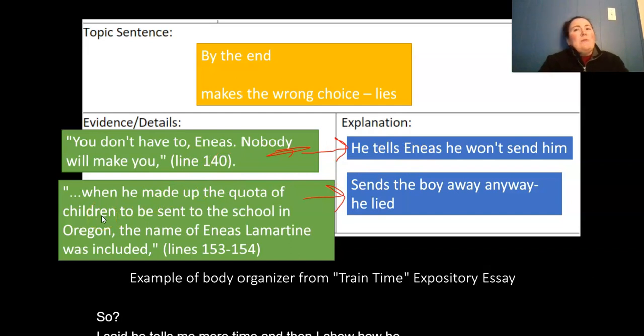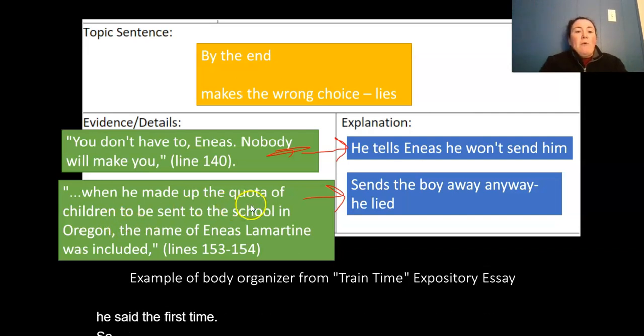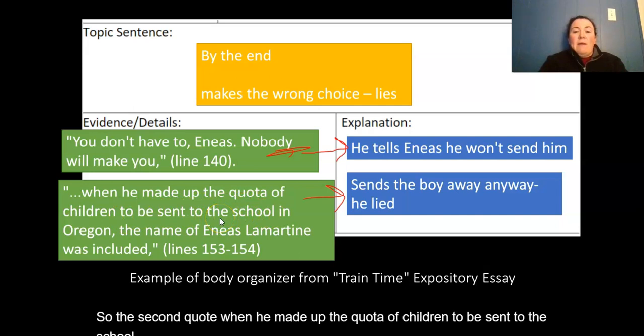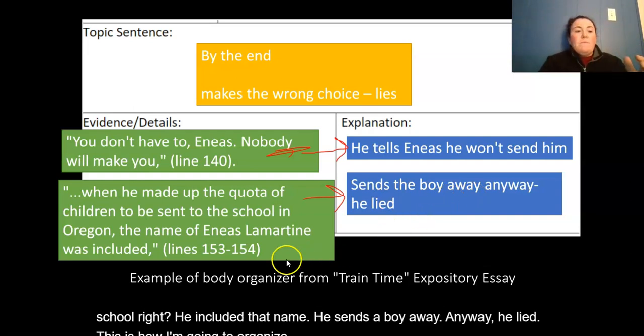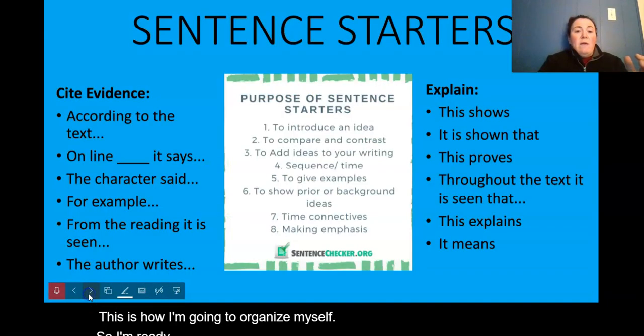I can't just do the second quote because you don't know what he's lying about if you don't know what he said the first time. So the second quote, when he made up the quota of children to be sent to the school, he included that name. He sends the boy away anyway. He lied. This is how I'm going to organize myself. So now I'm ready to move on. I have all of that ready.